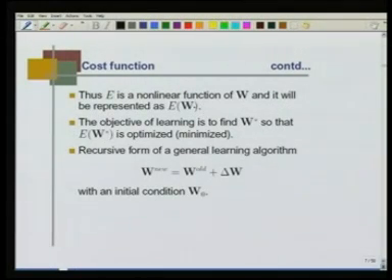You understand why we are writing E(W), meaning E is exclusively a function of W. When we train a neural network, the objective of learning is to find W star such that E(W star) is optimized or minimized. Usually we minimize the error. So the recursive form of a general learning algorithm is W new is equal to W old plus delta W, with an initial condition W naught. We start with some initial condition.